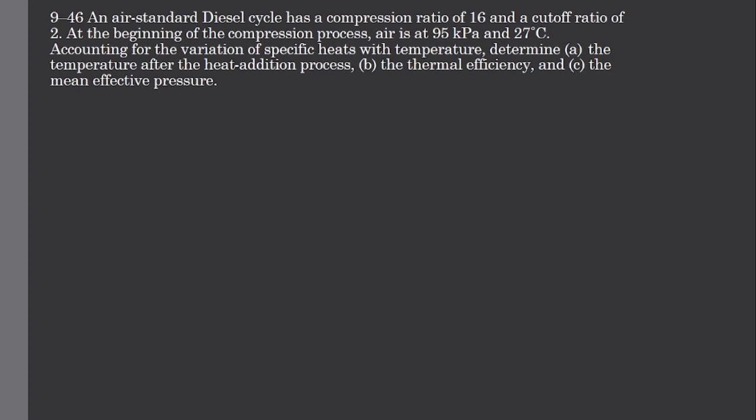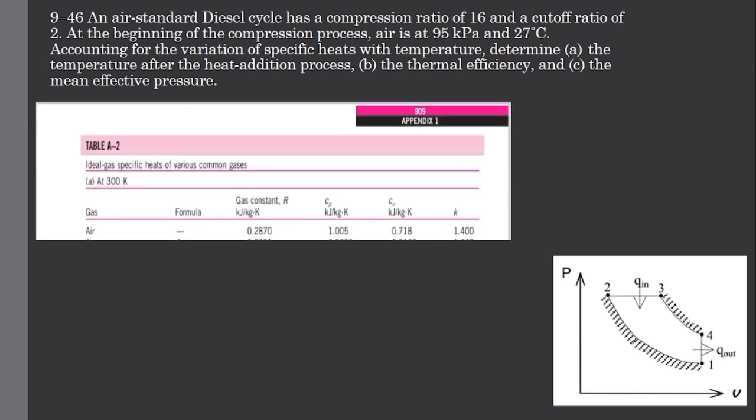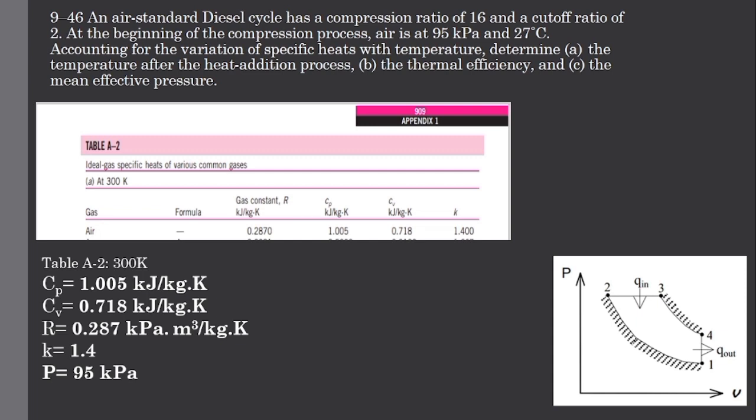So this is my figure. So this is the table. This table came from the property tables, Table A-2. Since we are talking about air standard, these are the givens. Our constant pressure specific heat is 1.005 kilojoule per kilogram Kelvin, and constant volume specific heat is 0.718 kilojoule per kilogram Kelvin. Our gas constant for air is 0.2870 kilopascal cubic meter per kilogram Kelvin, k is 1.4, and the pressure is 95 kilopascal.